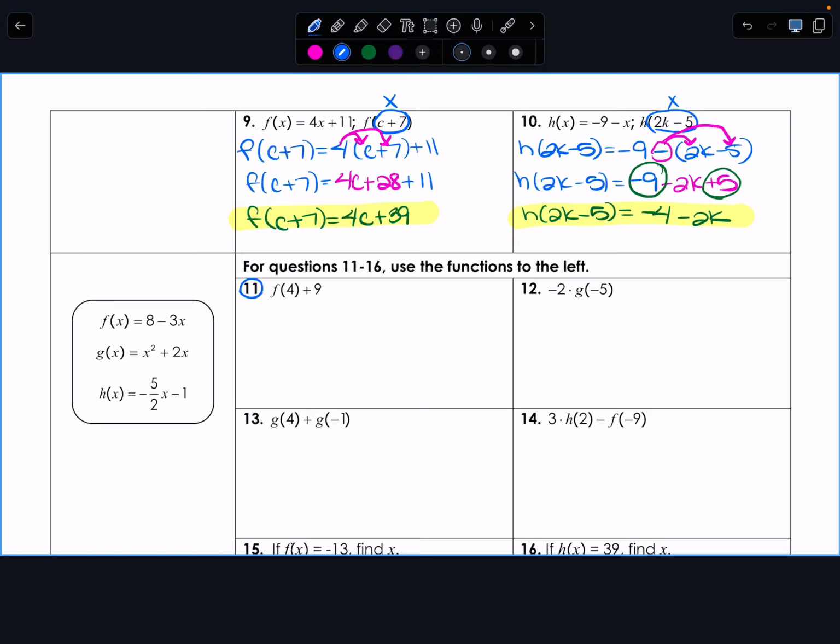So here with 11, I'm going to take my f of x equation that's to the left, and I want to find f of 4. 4 is where my x is, so I'm going to plug it in. 8 minus 3 times 4. So I get f of 4 is equal to 8 minus 12. So f of 4 is 4. Negative 4, sorry.